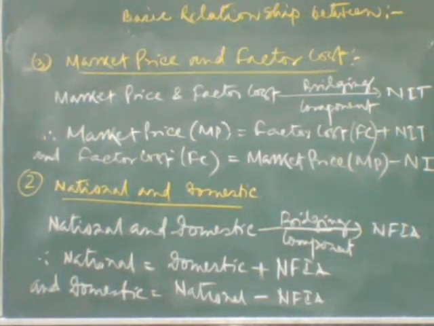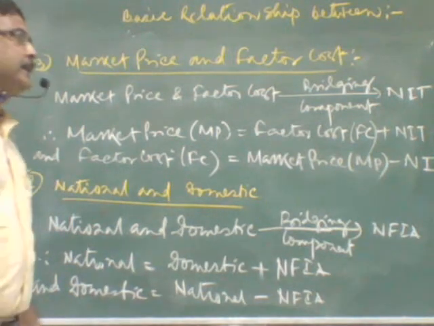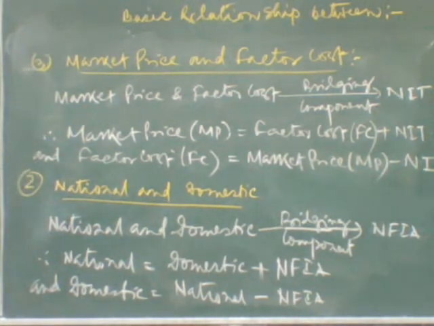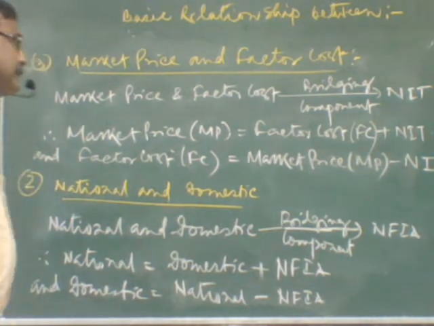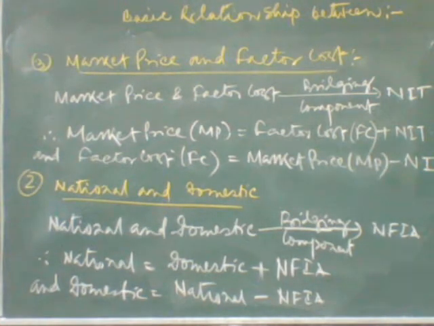So these are the basic relations between gross and net, national and domestic, and market price and factor cost. Next, I'll come to part 2, that is interrelationship among different aggregates of national income.